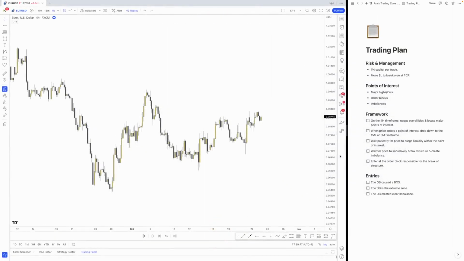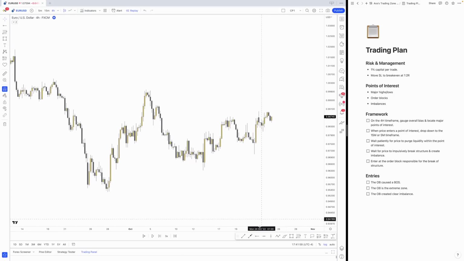We're going to be taking a look at Euro USD for our first example of a Model 1 entry. On the right side of the screen, you can see that I've put together a quick trading plan template using Notion. This trading plan contains some risk management guidelines, examples of points of interest, and the entire 5-step framework for our strategy. I've also included a small entry checklist to ensure that we're only getting involved in the best trades.